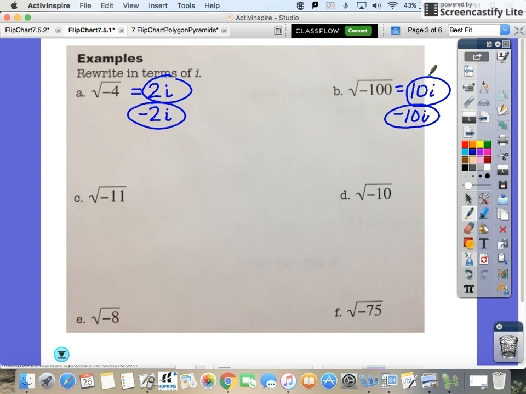Now, parts C and D are a little bit tricky because we can't actually square root 11 or 10. So in this example, what we would do is simply pull out an i in front. We'd say it's i square root 11 or -i square root 11. There's always a positive and a negative option. The reason the i came out is because, again, i is for this negative that's under the radical. For 10, we would get i square root 10 and -i square root 10.